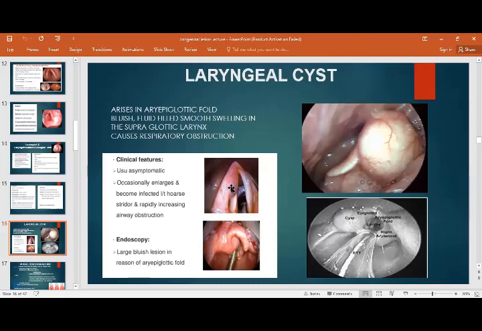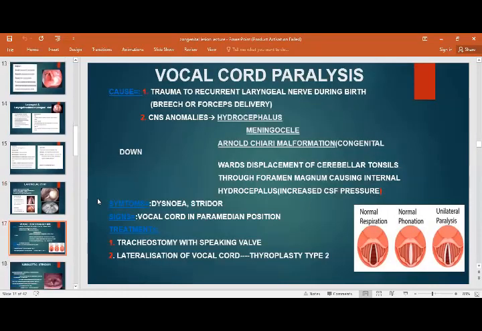because the presentation would be respiratory obstruction. Normally, as the size is small, most of the time they are asymptomatic. If the cyst enlarges and becomes infected, hoarseness, stridor, and rapidly increasing airway obstruction will occur. On flexible endoscopy, you will see a bluish lesion in the aryepiglottic folds, as you can see in this case. The treatment would be excision of the cyst.